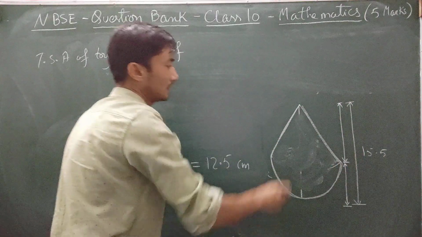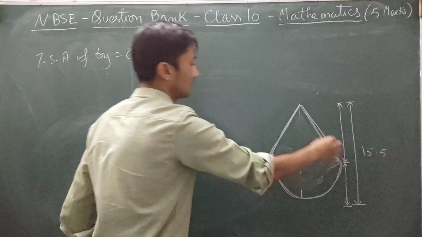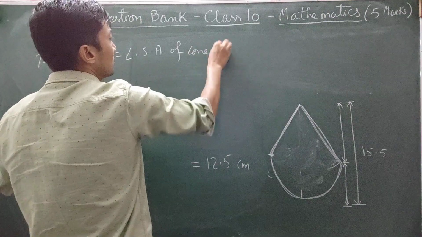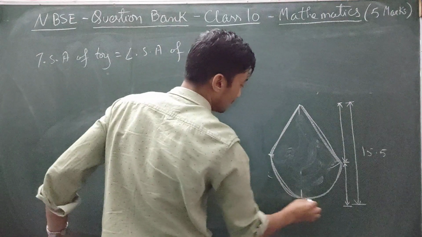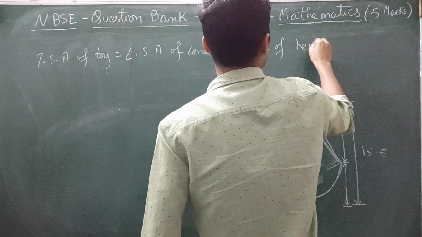Now our toy is something like this. So the surface is only this one. For the cone, it's only this. That's the lateral surface area. Let's say lateral surface area of cone, plus, for the sphere, it is curved surface area only of hemisphere.